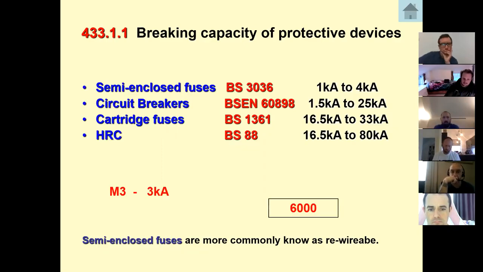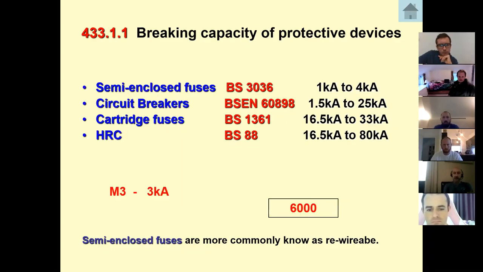So you'll see by looking at that screen, the best current handling is provided by HRC fuses, high rupturing capacity fuses. They're the ones that you typically find in cutouts at the origin of a supply. They can handle up to 80 kiloamps, some of them, and the worst are our rewirable fuses. They were as low as 1 kA, 1000 amps of fault current. So you definitely needed something upstream of it to be able to handle certain currents.